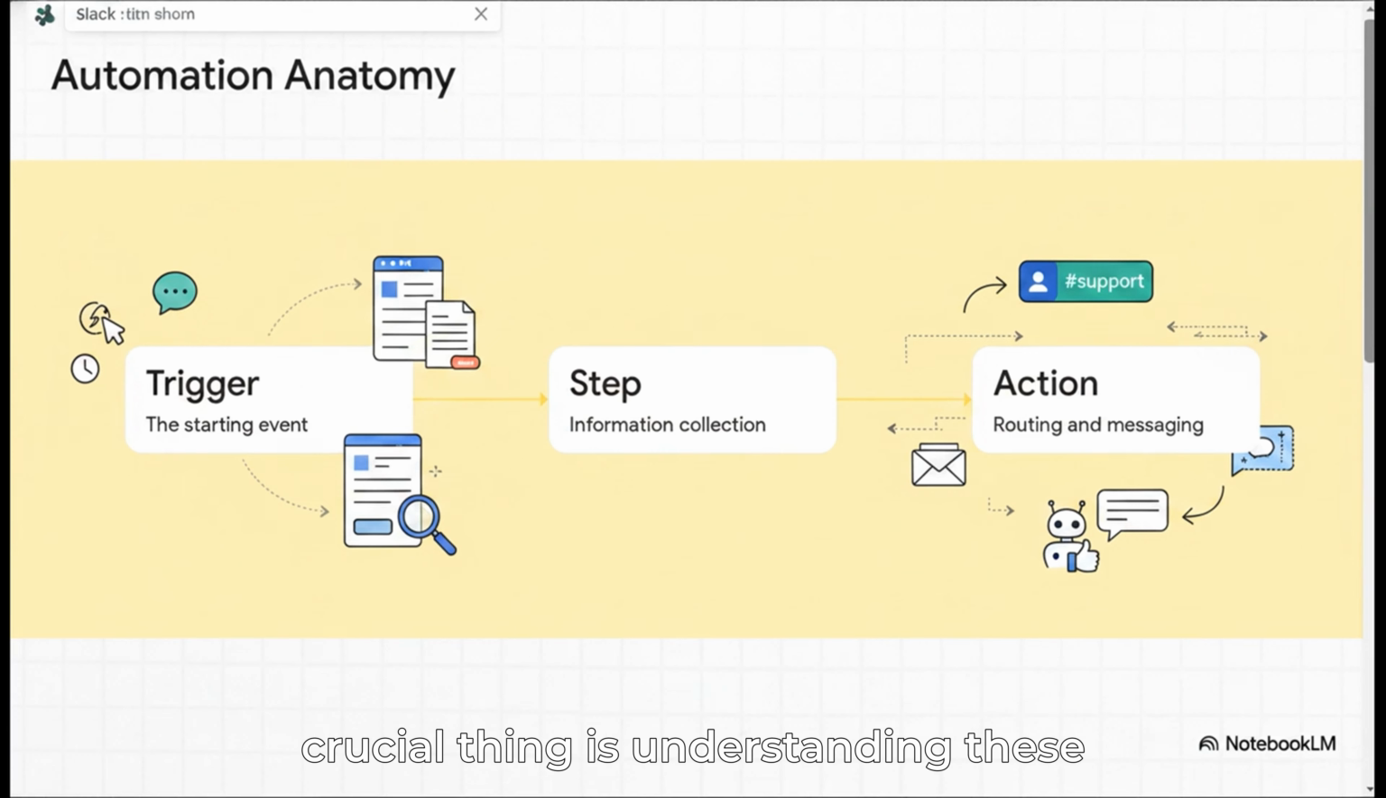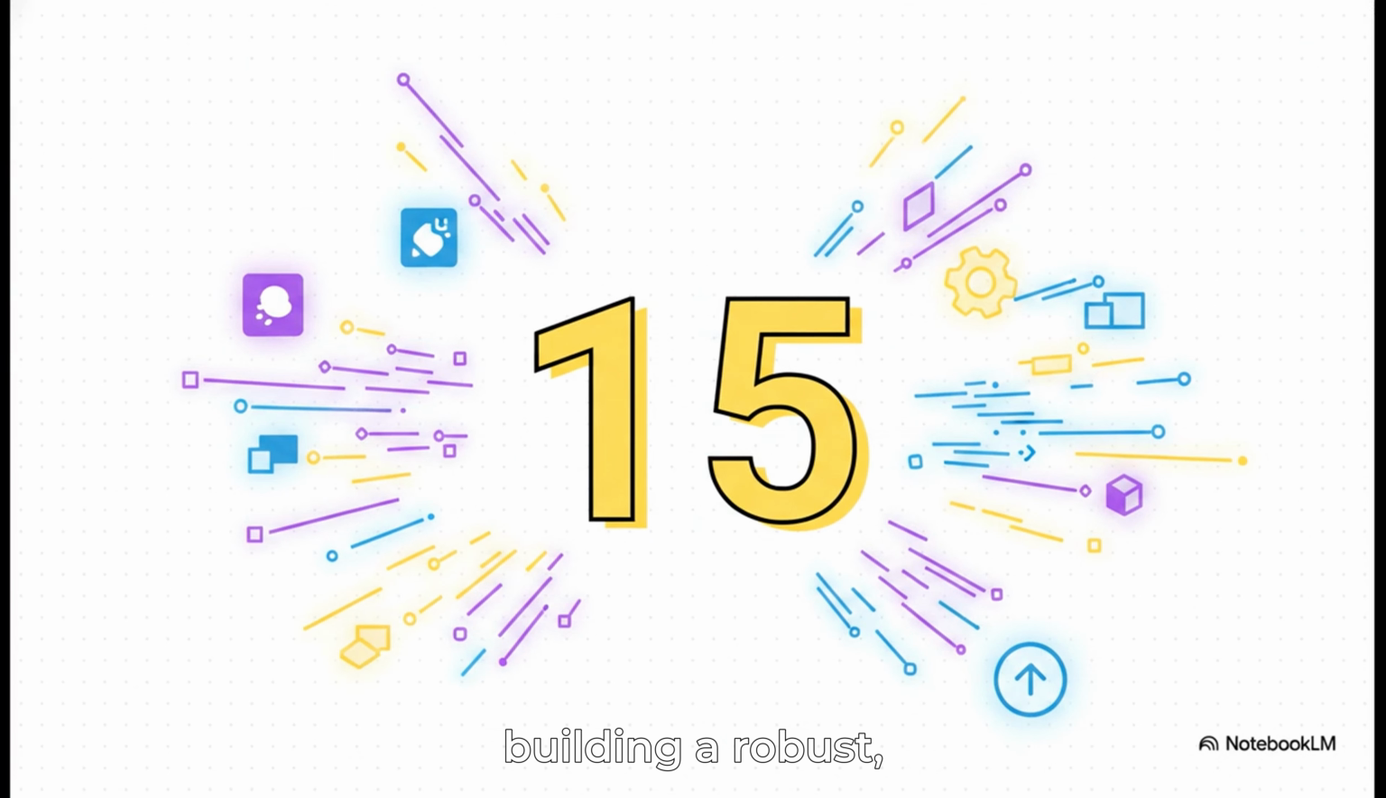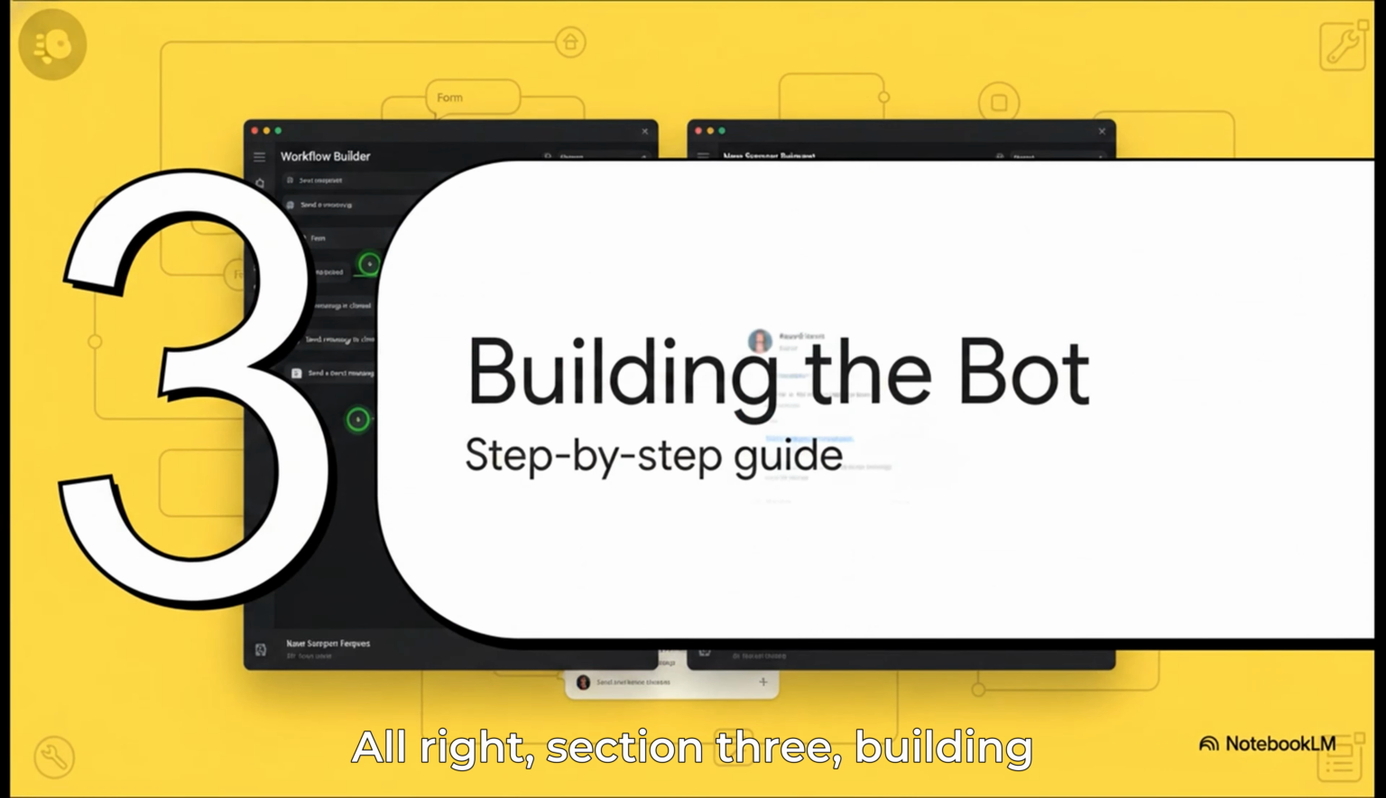To use it, you just need to understand the basic anatomy of an automation. The crucial thing is understanding these 3 building blocks before we even click Create. Block 1 is the trigger. This is your starting event, like clicking a link or joining a channel. Block 2 is the step. This is where you collect information, usually through a form. And block 3 is the action. This is what the workflow actually does with that information, like routing it somewhere or sending a message. And again, I promise you, building a robust, scalable support bot using just these 3 blocks is literally going to take us 15 minutes.